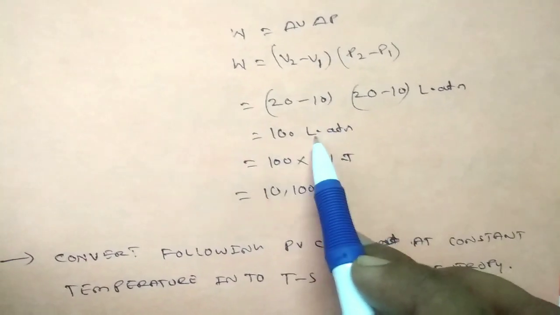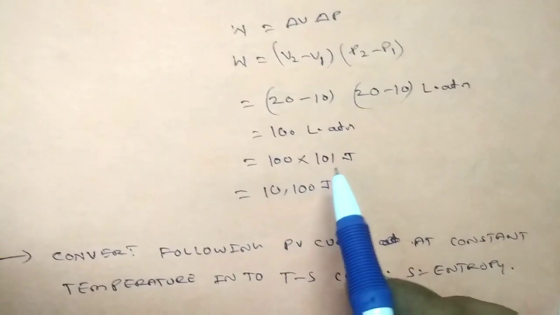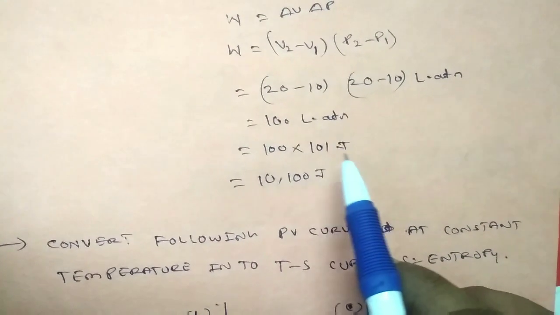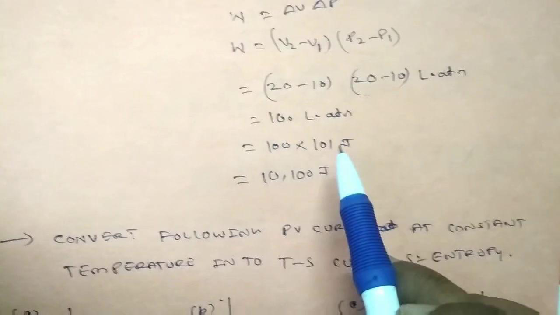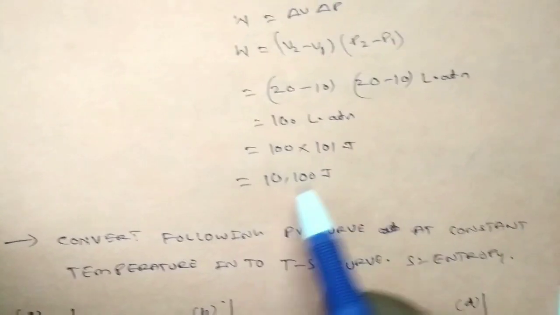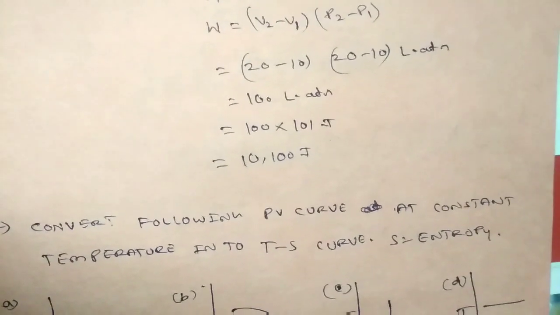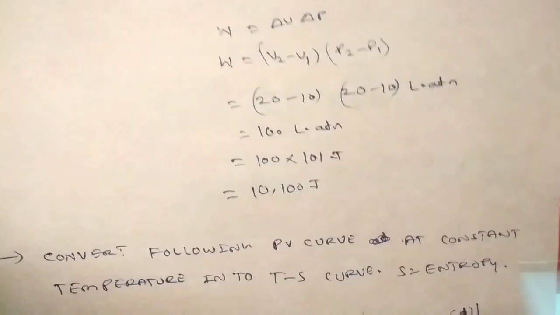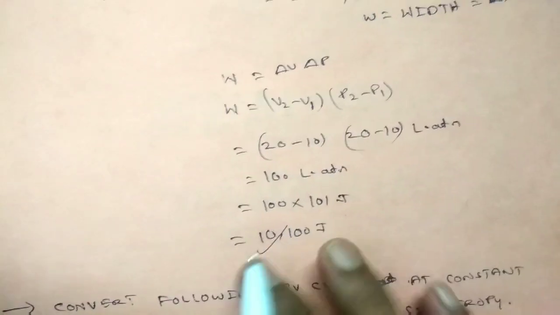In order to convert liter atmospheres into joules, you just have to multiply by 101, because 1 liter atmosphere equals 101 joules. Just multiply, then you will get 10,100 joules. This is the work done along this process.